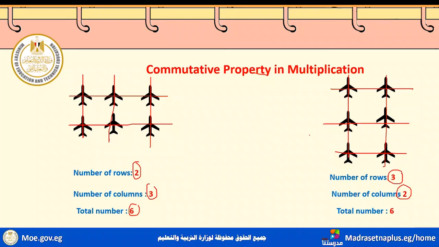What does that mean? That means if I multiply rows by columns or columns by rows, I'll get the same number. This is called the commutative property. Rows times columns equals columns times rows. It's easy to see it. It's clear now in front of you. Okay? Rows by columns equals columns by rows.